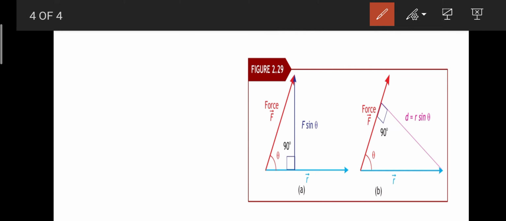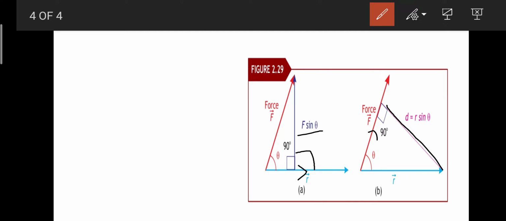Okay, this figure 2.29 explains what is going to happen if I resolve this F into its components. This would be the F cos theta component, and this is the F sine theta component. And I have to choose that component which is perpendicular to R. So F sine theta into R. In the second condition, if I draw a perpendicular of R on F, like this, this would be the sine component, and this would be the x component.